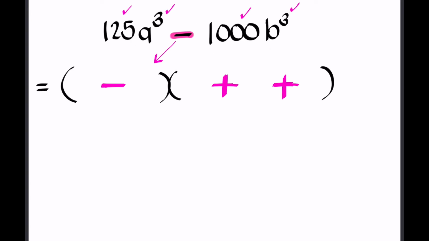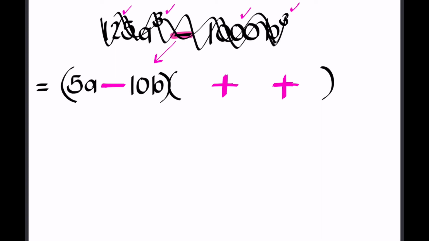The cube root of 125a cubed. The cube root of 125 is 5. The cube root of a cubed is a. The cube root of 1,000 is 10. The cube root of b cubed is b. Now I've got that, so I can no longer look at the question, and now I'll look at my first bracket that I just created.